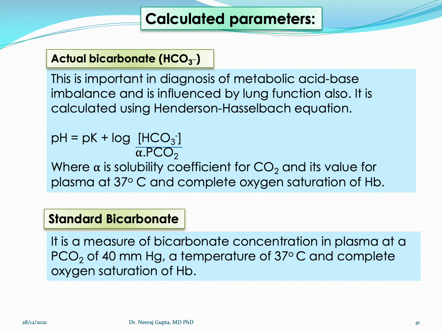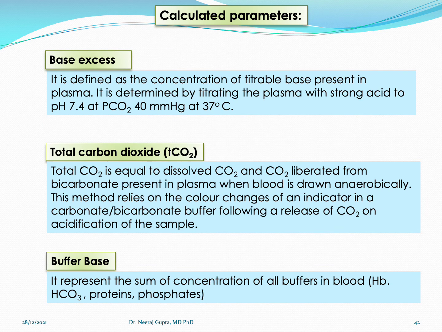Now standard bicarbonate, now it is a measure of bicarbonate concentration in plasma at a PCO2 of 40 mm of mercury, a temperature of 37 degrees Celsius, and complete oxygen saturation of hemoglobin. Now the other calculated parameters are base excess. It is defined as the concentration of titrable base present in plasma. Now it is determined by titrating the plasma with strong acid to pH 7.4 at the PCO2 of 40 mm of mercury at 37 degrees Celsius.